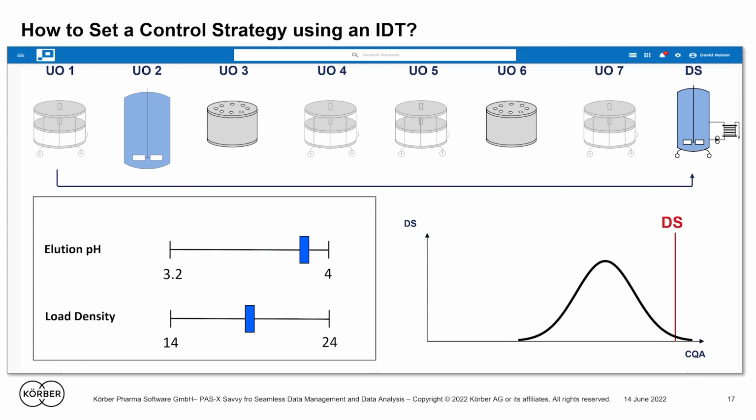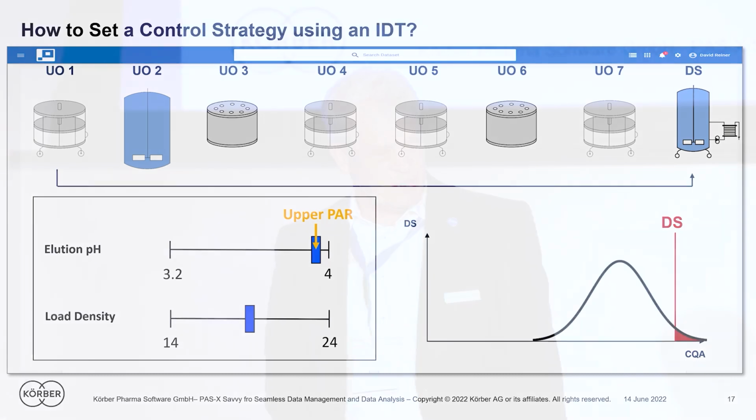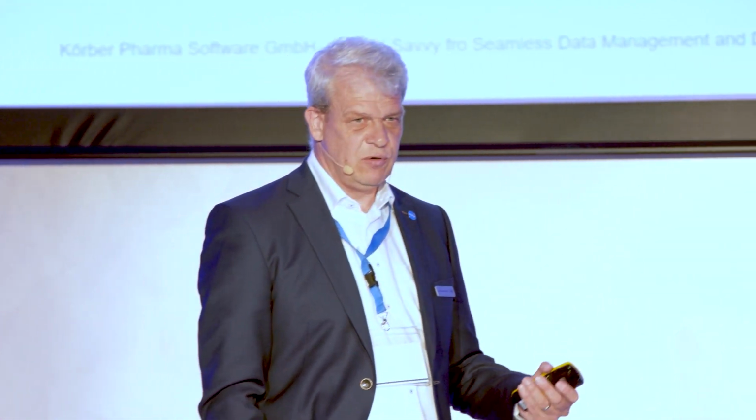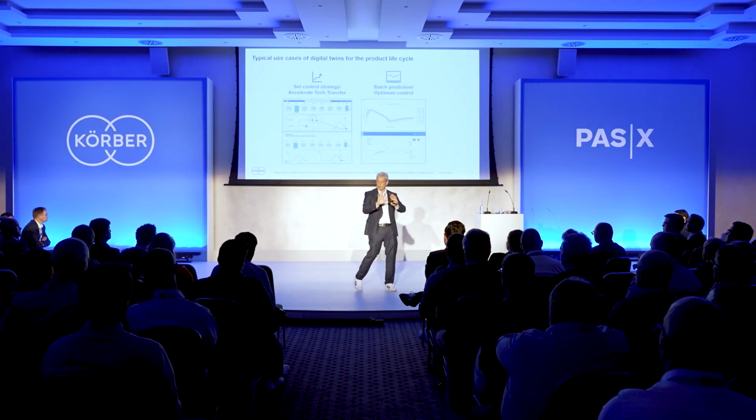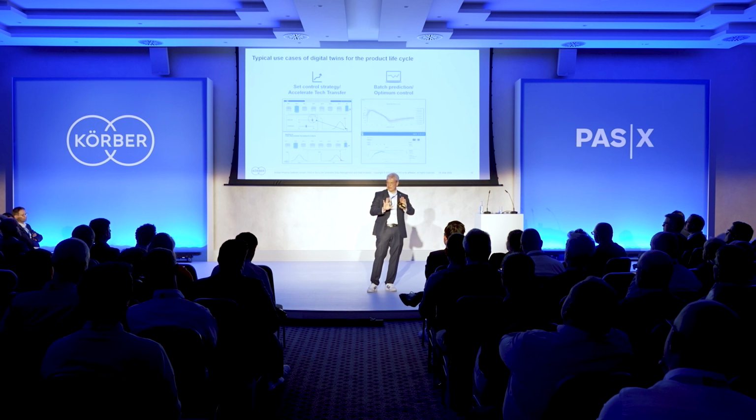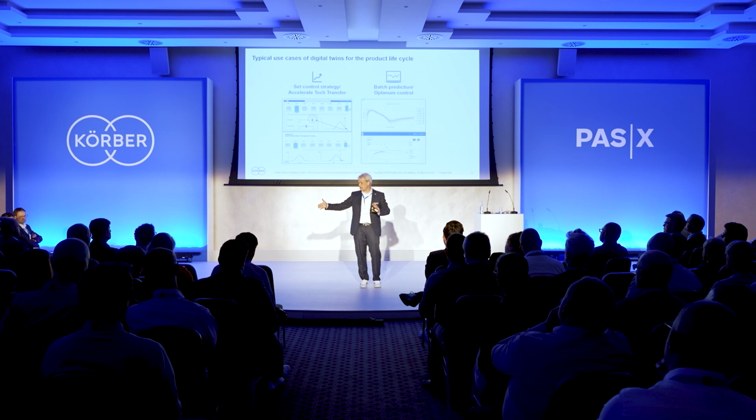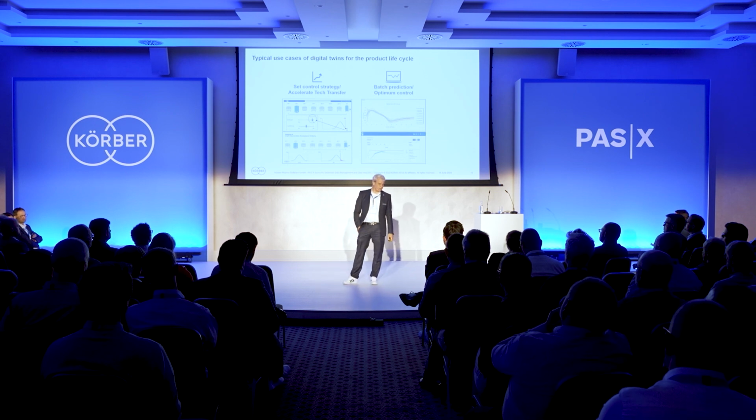So you see, I jumped over classical, let's say, data analysis tools, and I go directly into these tools, which are also possible with Savvy. Here are some tools we can do: setting the control strategy, accelerating tech transfer, and then, of course, batch prediction and optimum control. We also have possibilities to include digital twins in a real-time mode, and then actually see what will happen, what the process events will be. So this is what we are doing here with these tools.